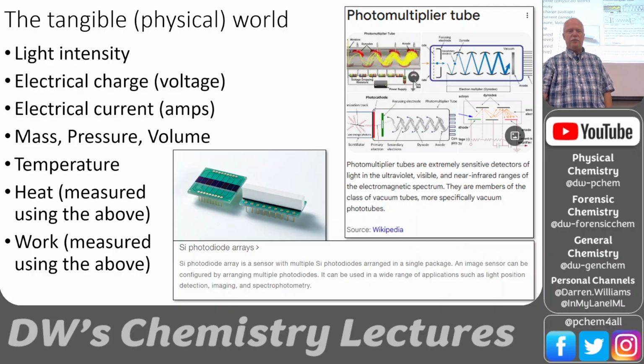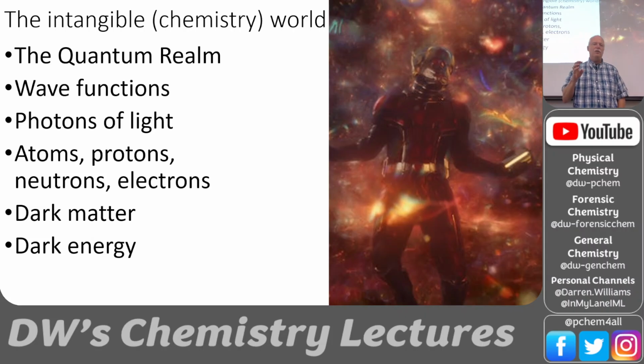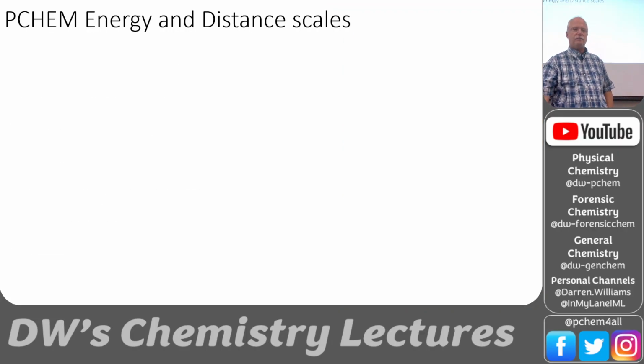Now, the intangible world, the chemistry world, involves this idea like from Ant-Man and Wasp, the quantum realm, right? So they shrunk themselves down and now they're in the world of wave functions and so on. This is what we want to know about because chemistry takes place at the sub-nanometer scale. And so how do we use pressure, temperature, and volume to measure something that's taking place in such a small scale? And so this is what I mean by the intangible world. And it contains all of these mysterious things.